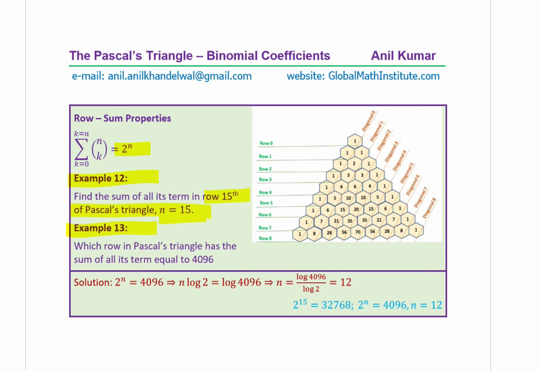Example 13. Which row in Pascal's triangle has the sum of all the terms equal to 4096? Right. So, you know 2 to the power of 10 is how much? 2 to the power of 10 is 1024. That should help you to get this particular answer. So times 2 times 2, so 2 to the power of 12 is the answer for this. Many times calculator is not allowed for this exercise, and therefore it is kind of critical to know some numbers.